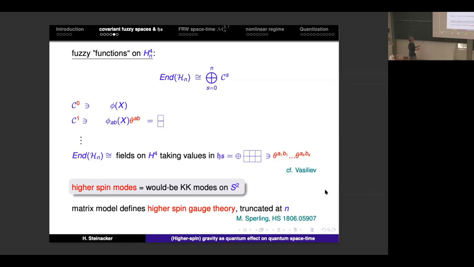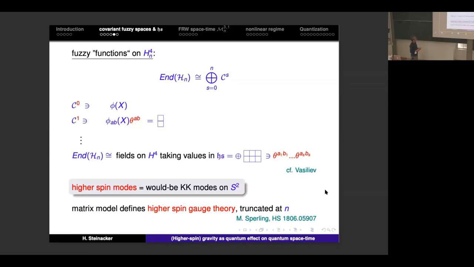So basically the number of these theta generators, or the quantum number in this internal space, is really the higher spin quantum number. At the end of the day, you can interpret this full endomorphism algebra as fields on the hyperboloid taking values in these objects. And from a vector space point of view, this is very closely related to the higher spin algebra, which is familiar from Vasiliev type theories. Okay, so that's just the classification of modes.